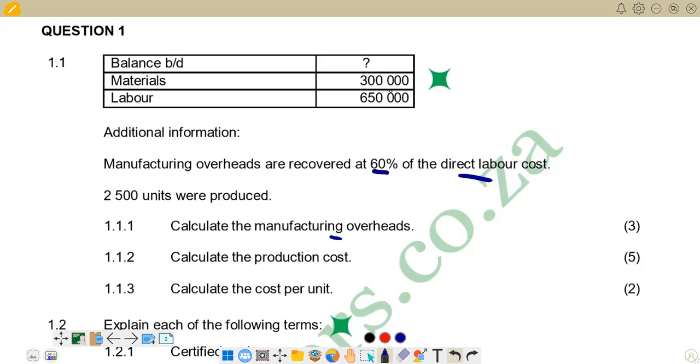If you come here, this is the part that we want to calculate, where we have a question mark. If you go back to the additional information, you would see that the hint we are given for calculating the manufacturing overheads is that it is 60% of direct labor costs. So direct labor costs, the figure that we have is here, 650,000. Basically, the manufacturing overheads figure is 60% of this 650,000 that we have here. So we can come here and create some space so that we calculate that figure.